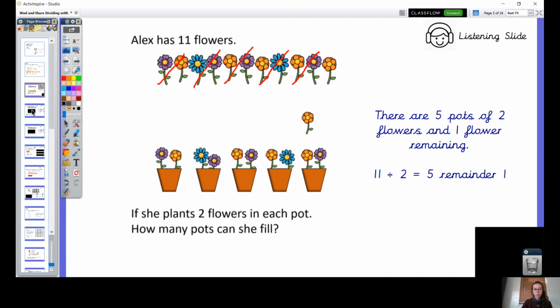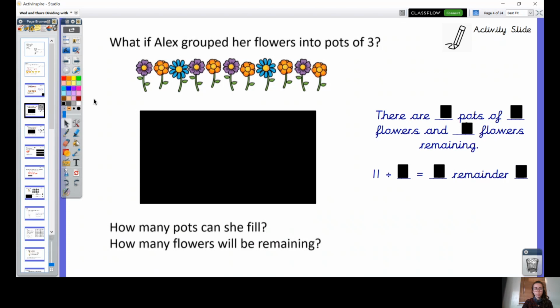Right, let's have a look at another one. We're going to group them in a different way this time. So what if Alex grouped her flowers into pots of 3? So this is an activity slide, so I'd like you to use your objects or draw with your pencil pictures to help you. You've got 11 flowers and Alex is grouping them into 3s this time. Can you calculate what the answer is in however way is best for you, and then write me this sentence and this sentence to show that you understand. So pause the video and do those things.